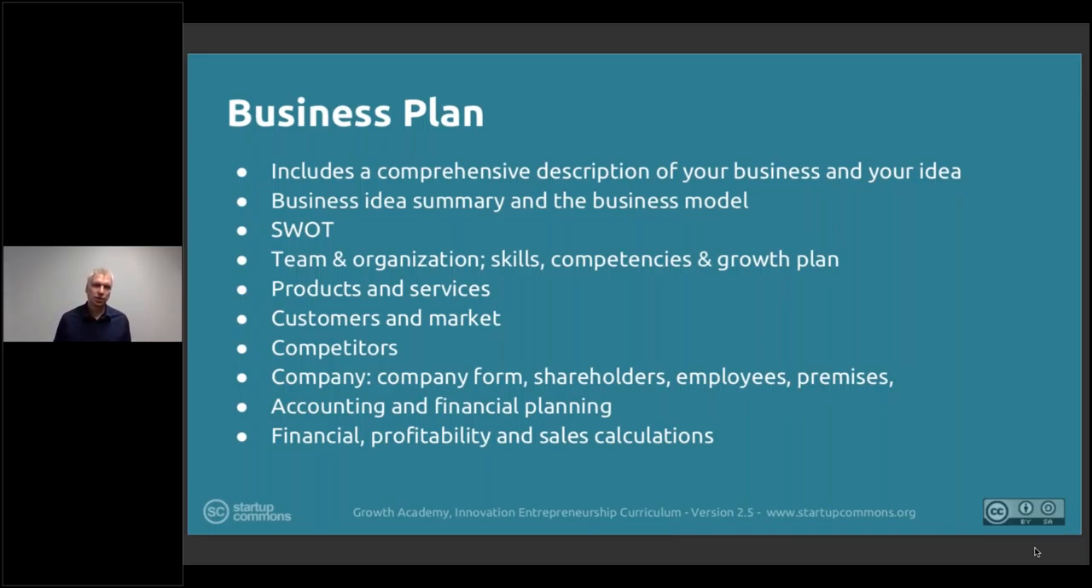The business plan should include a comprehensive description of the business and the idea: a business idea summary, business model, SWOT, description of the key team members, organization structure, skills, competencies, growth plan, and of course products and services as the complete offering, customers, markets, competitors. It should also cover the company structure: the legal form, the shareholding structure beyond the operational team, ownership levels, employees, premises, locations, addresses and contact details in use, as well as accounting and financial planning, financial profitability, sales calculations, forecasts, and so forth.